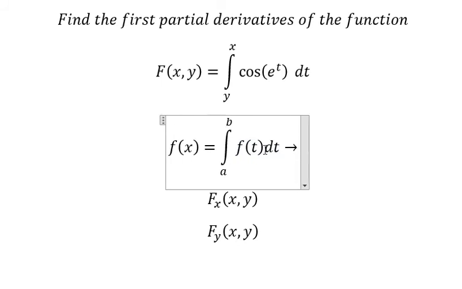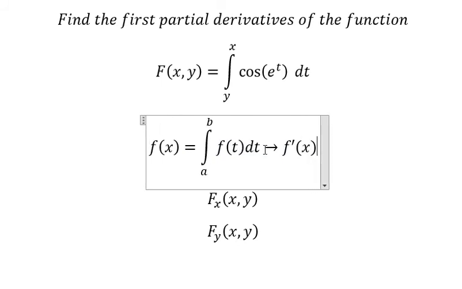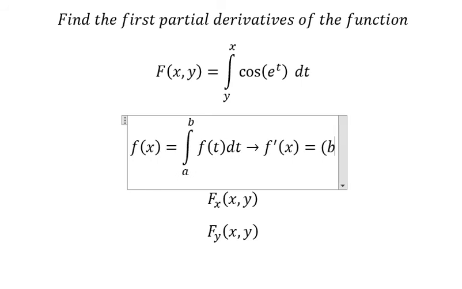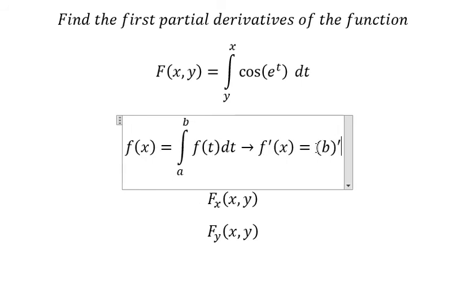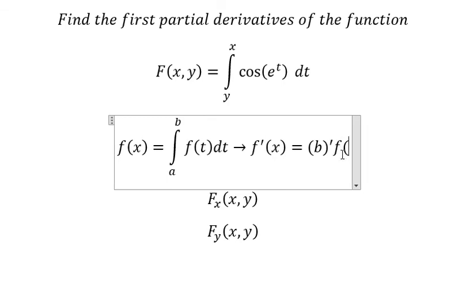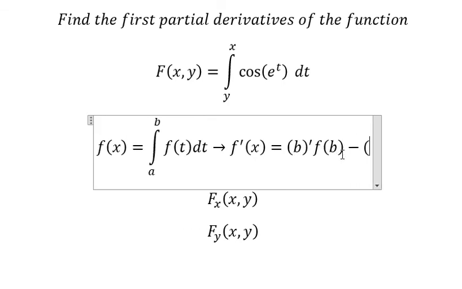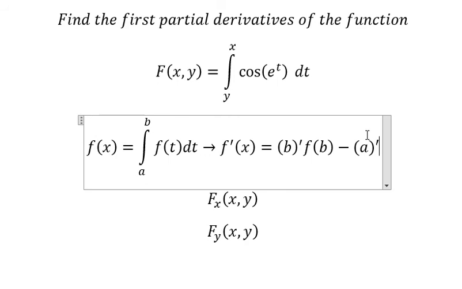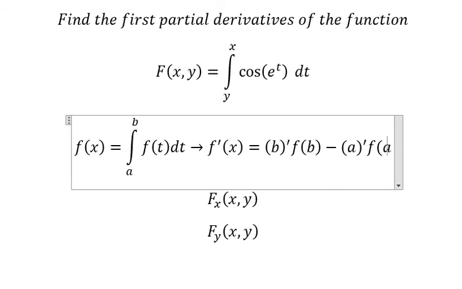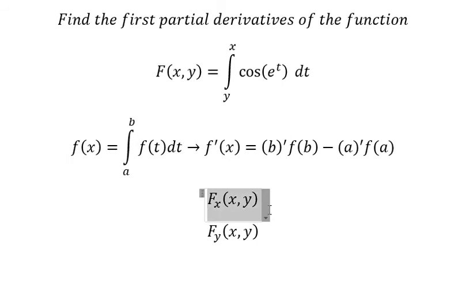So if we do first derivative of this one, we need to do first derivative of b, and the value of b will change for t. So we have f of b minus, we do first derivative of a, and the value of a will change for t. Now we can apply the formula for this one and this one.